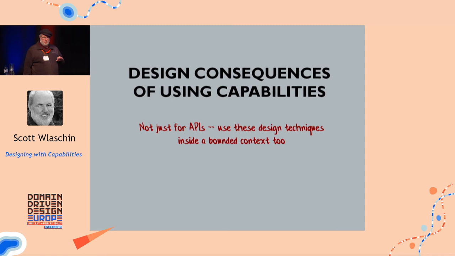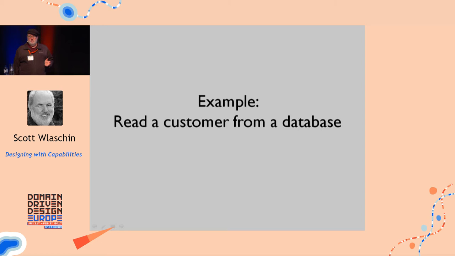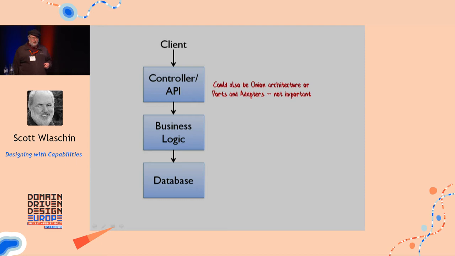What about using capabilities in your bounded context, within a small use case, for example? So not just for APIs, but anywhere inside your code. You can use the same techniques. So let's say we're going to read a customer from a database. That's a very trivial thing to do. Now, I've got a classic three-tier architecture here, and of course, this could be the onion architecture or ports and adapters. Really not important. The point is there's an outside and inside.